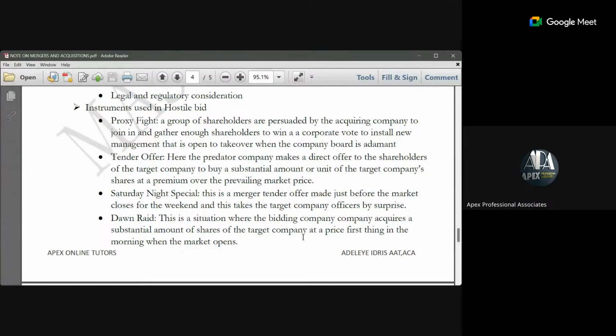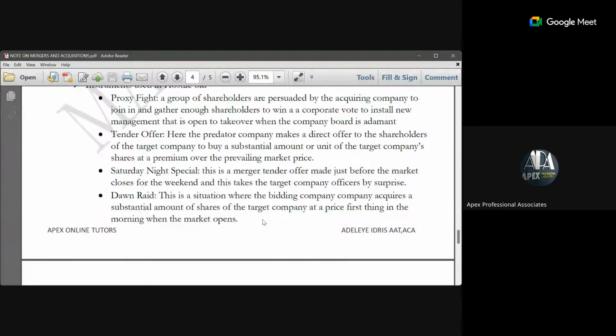They won't even have the mind that, okay, this is going to happen. So they just come upon opening the market and realize that, oh, a larger percentage of our shares has been sold to so-and-so company by our shareholders. So this is one of the instruments that is adopted in a hostile bid.